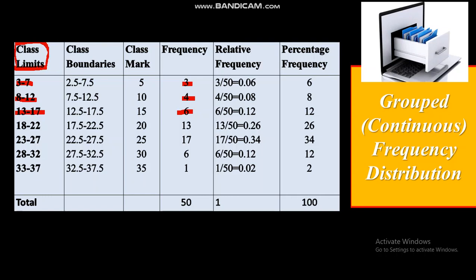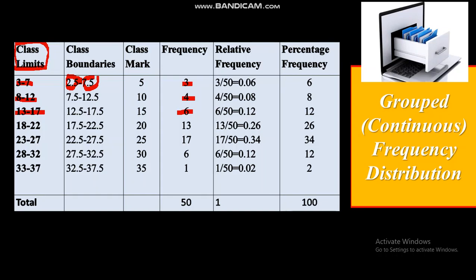And also we have class boundaries. The class boundary is determined by subtracting half of the unit of measurement from the lower class limit and adding half of the unit of measurement to the upper class limit to get the upper class boundary. And here also in class boundaries there is a lower class boundary and upper class boundary. The lower class boundary for the first class is 2.5 and the upper class boundary is 7.5.